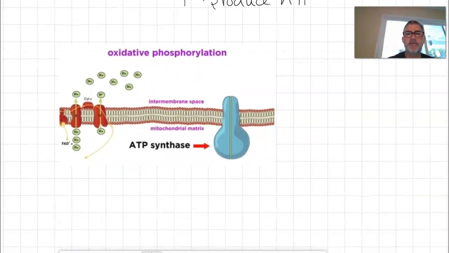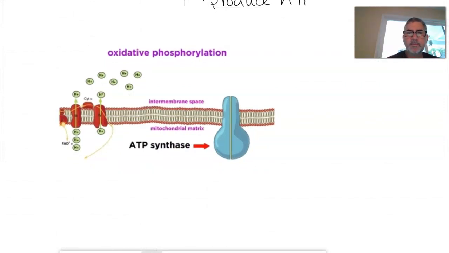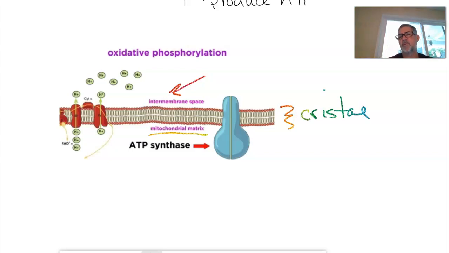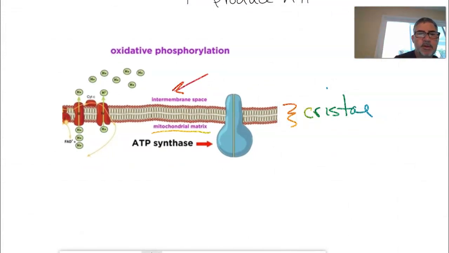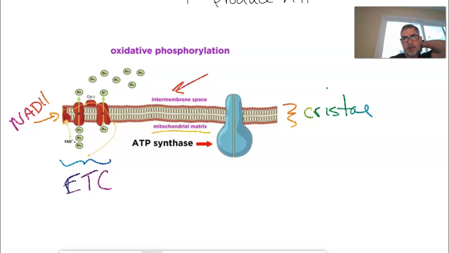All right, so oxidative phosphorylation, I'll go over this briefly and then we'll be done. Remember I have the intermembrane space here, and this is the mitochondrial matrix, or the cristae. This structure right here is that winding structure inside the mitochondria. Remember, this right here is the ETC, or electron transport chain. And my electron carriers were fed in.